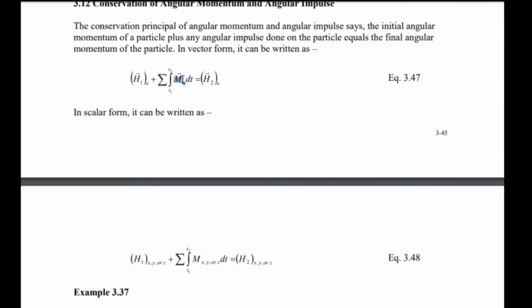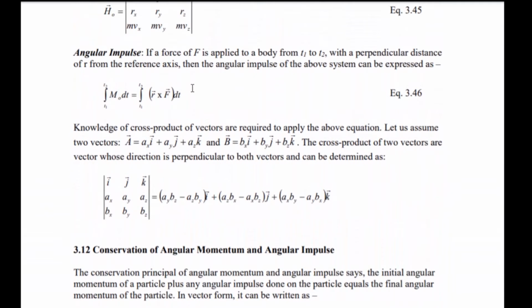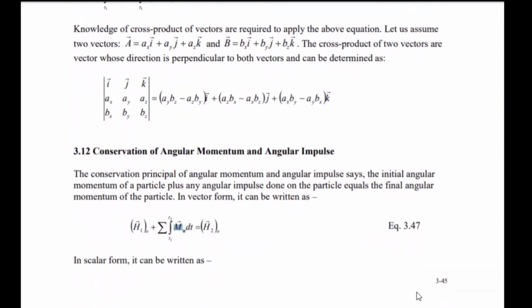Why is it a moment? Because if I go back again, it is force times the time of application times the radius. So if we consider force times the radius, it will become a moment. So in short, we write moment times time. So this is why it is moment times time.